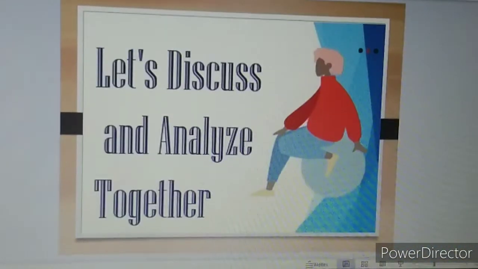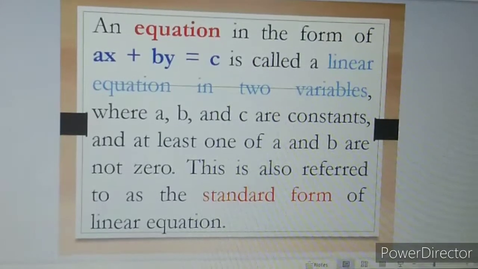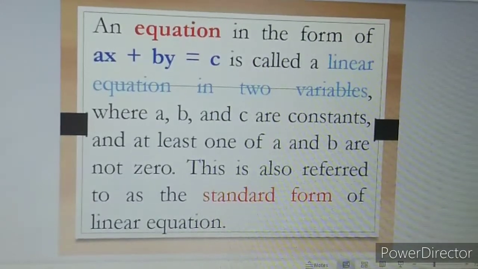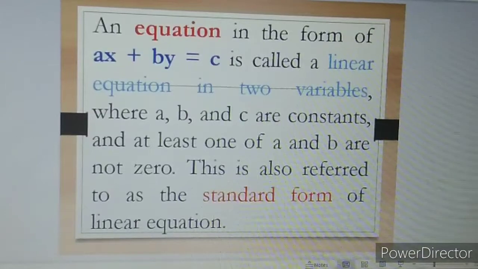Our next topic is called linear equation. So an equation in the form of ax plus by plus c is called a linear equation in 2 variables, where a, b, and c are constants and at least one of a and b is not 0. This is also referred to as the standard form of the linear equation.